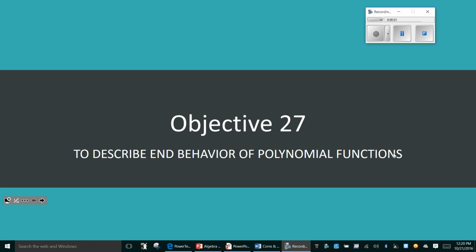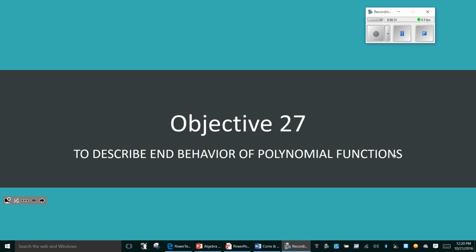Right, so this is going to be objective 27. We are going to describe end behavior of polynomial functions. I think this is going to be really easy for you. When looking at this in our textbook and with different concepts and units online, they cover end behavior and domain and range and increasing and decreasing intervals all within one lesson. And I feel like if I do that, then that is going to confuse you.